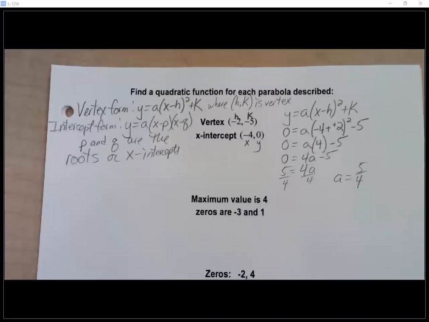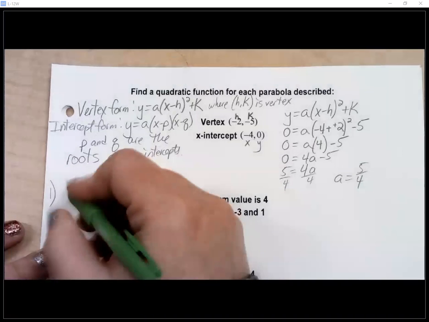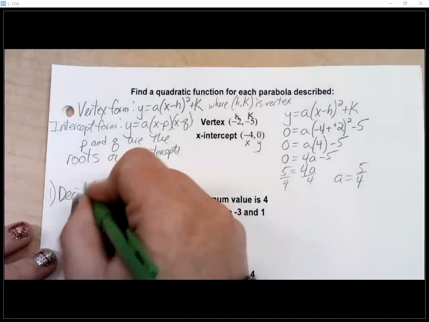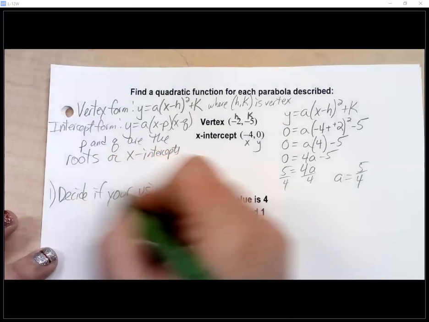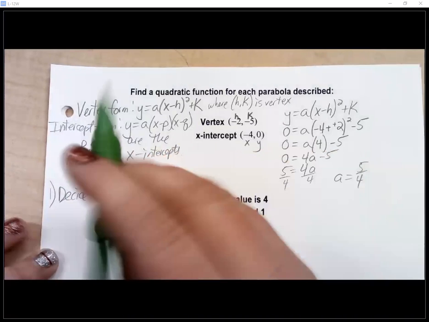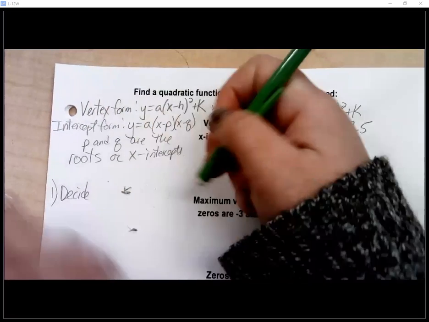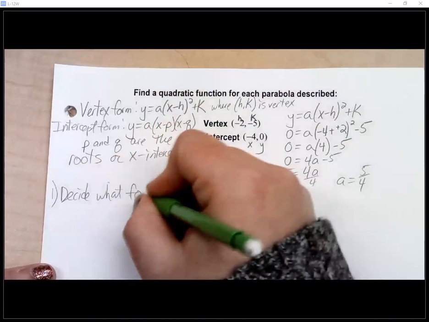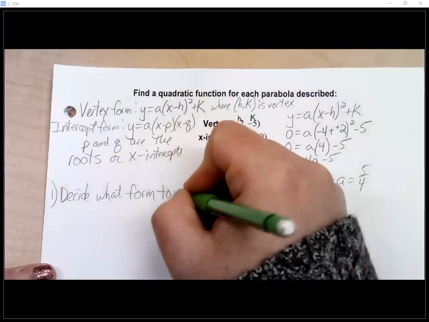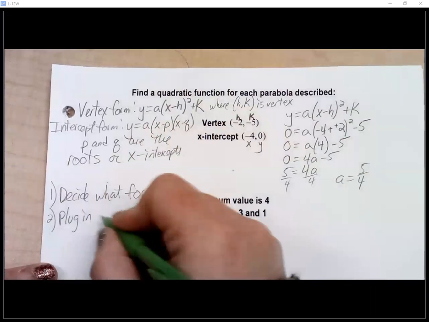I'm going to give you some step-by-steps over on the left because I realize that there really aren't any here. So first, you're going to decide what form you're going to use, vertex or intercept. You can use standard form, and in fact, we will tomorrow. Decide what form to use. Step 2, plug in everything except A.